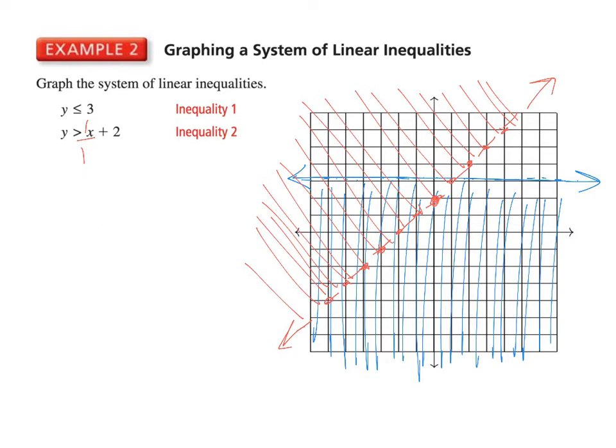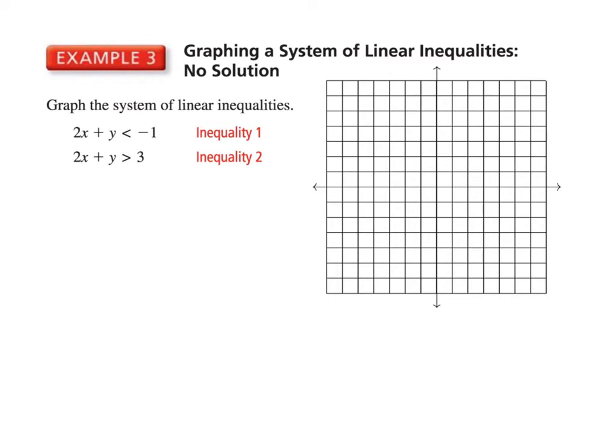And where do these shaded regions overlap? Right here. So this is what you want to emphasize in your solution, because that's the solution. I want to make it very apparent. This green area represents your solution. I could pick any point from this green area, plug it into these inequalities, and it's going to work out to be true. All right, let's do another example.